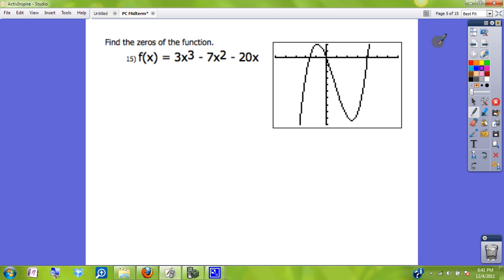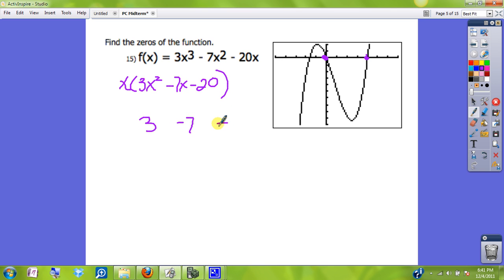And the next question would be 15. Now 15 doesn't really tell us to use algebra or graphs, so we can use just a little bit of both here. And it's pretty easy to see that I've got a 0 at 0, and another one here over at 4. But this one is kind of non-readable, so let's just go ahead and use our synthetic division. First thing I can do, however, is factor out an x, which leaves me with 3x squared minus 7x minus 20. And I'm sure this could be factored, but let's just use the method of synthetic division.